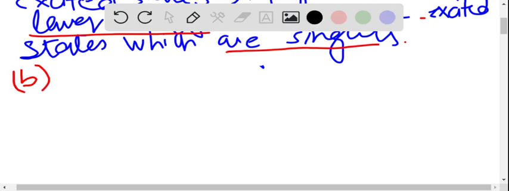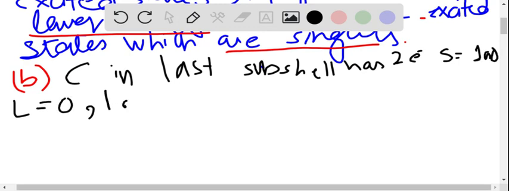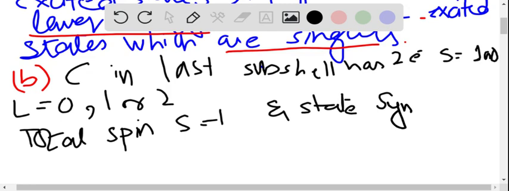So part B is that carbon in the last subshell has two electrons, meaning S is either equal to 1 or 0, and L is equal to 0, 1 or 2. So using the first Hund's rule, the total spin S is equal to 1, and the state is symmetric.